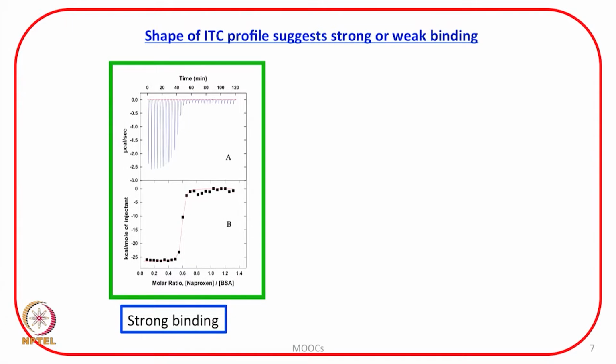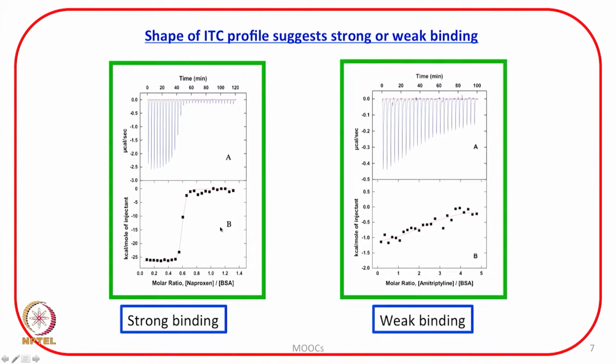This was the shape observed with binding of naproxen with serum albumin, clearly suggesting that the binding is very, very strong. And this was the shape observed with the binding of amitriptyline, and you see the cooperativity. The cooperativity is high over here, the cooperativity is low over here. Obviously, this is strong binding, this is weak binding. So, just by looking at the shape of the ITC profiles, the first immediate conclusion that comes in is in which case the binding is strong and in which case the binding is weak. Let us take a look at the next slide.